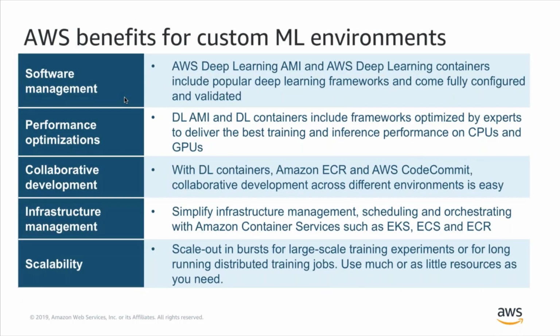So to summarize, deep learning containers provide optimized and validated images for training and inference, which you can use on EC2, ECS, and EKS to set up custom ML environments and pipelines. This gives you control over your infrastructure and sets you up to scale out when you need to use multiple nodes for distributed training, or you need to scale out a cluster of CPU instances for your TensorFlow serving containers.